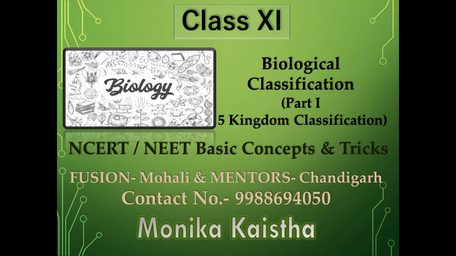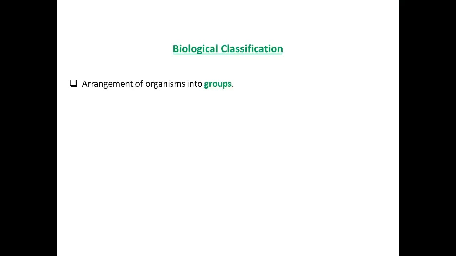Hello students, this lecture is for the chapter Biological Classification. Biological classification is the scientific arrangement of the organisms into the groups. Organisms means bacteria, amoeba, fungus, plants or animals. On the basis of their similarities and the relationships, the organisms are arranged into the various groups.